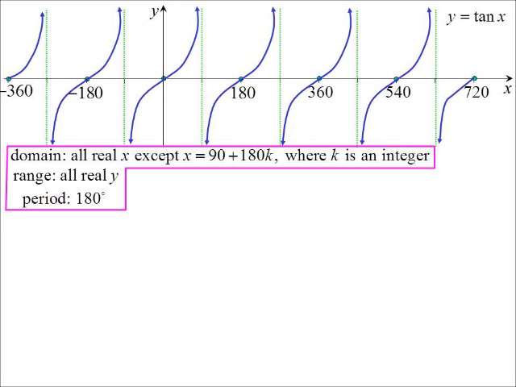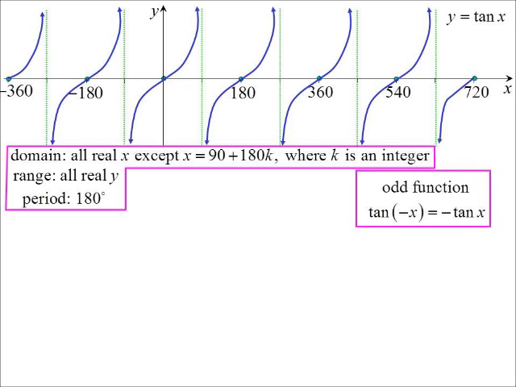Range, all real y. That one has no breaks in it as you go vertically. Period for this one's only 180 degrees. It takes 180 degrees to repeat. And it's an odd function. It has rotational symmetry, this one. So that means tan of negative x is equal to the negative of tan x.